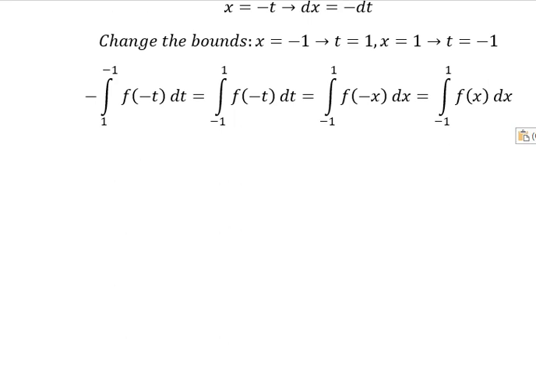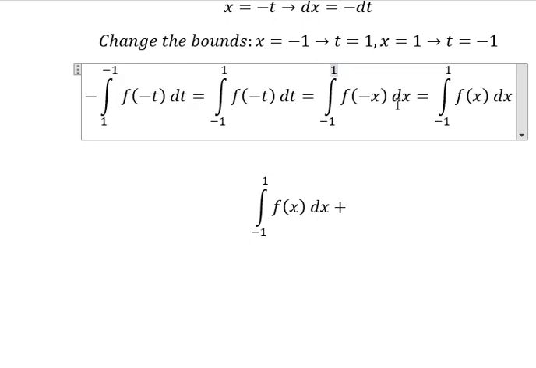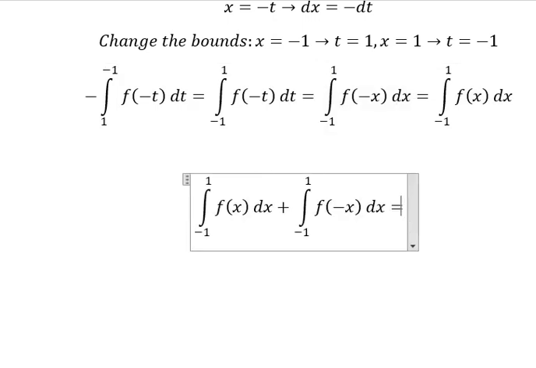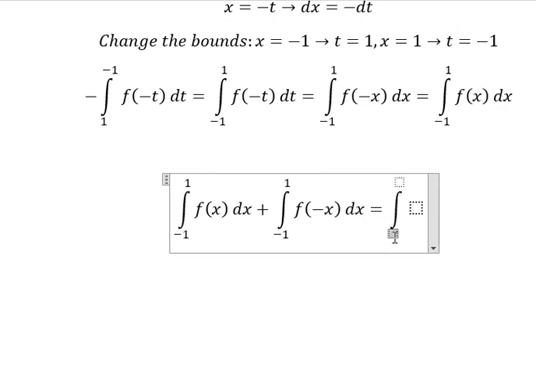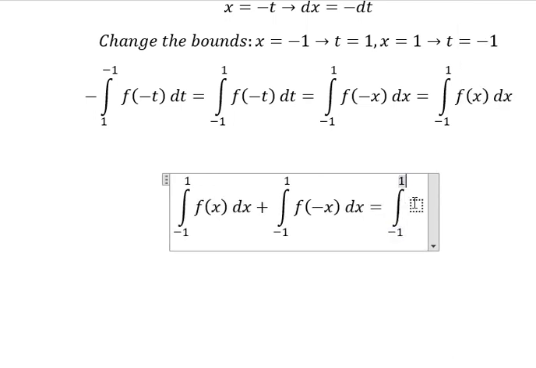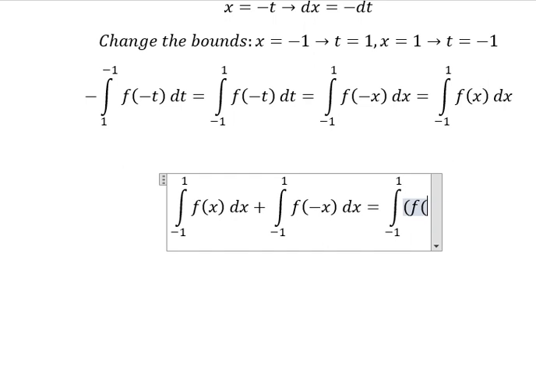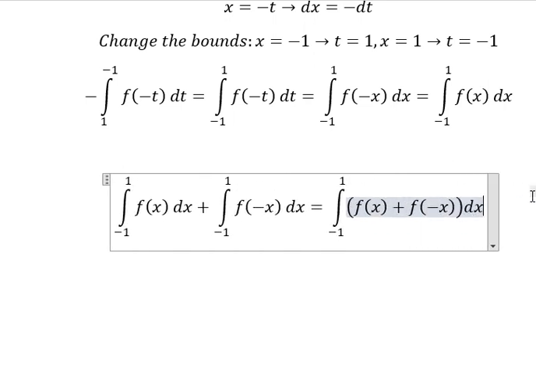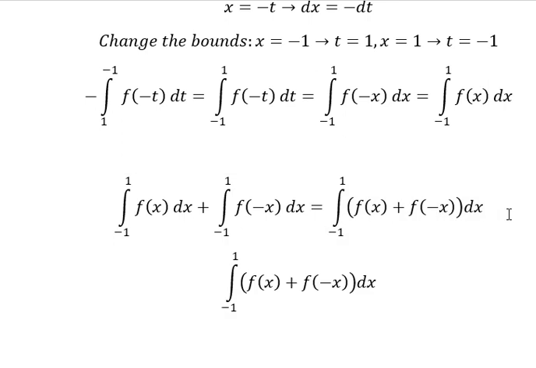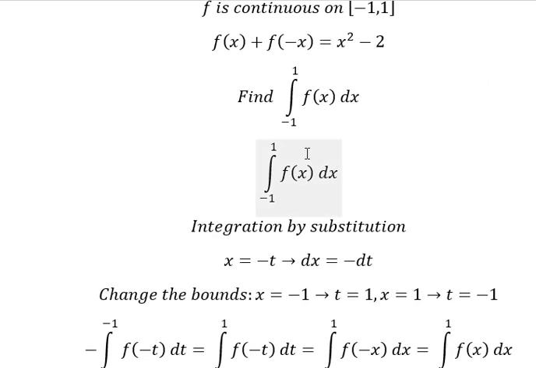And now we have another equation. So we put this one plus this one, which is equal to the integration from negative 1 to positive 1. So we have f of s plus f of negative s ds. And this one is equal to this one.